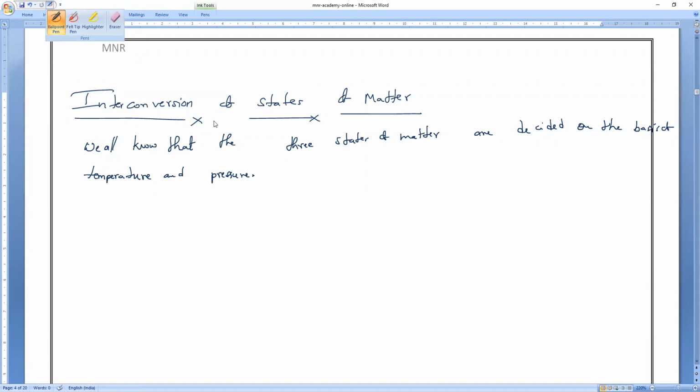Now write the definition of interconversion of states of matter. In simple language, it is just converting one state of matter into another state of matter. That is in general language. But how? That is what matters in today's class.